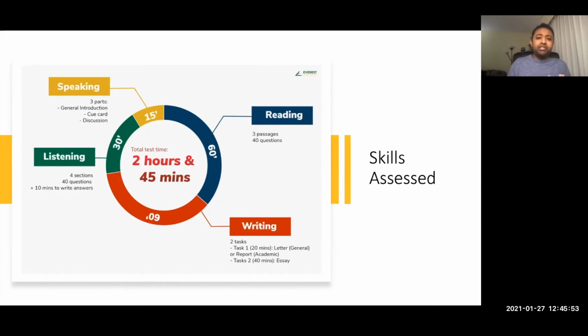The last component of the test is speaking. You have 3 parts: a general introduction, a cue card, and a discussion. Now, as I mentioned earlier, listening is the same test for both general training candidates and academic, and speaking is the same as well. The difference lies in reading and writing. There are different question papers that you get for reading and writing, because it assesses different things in the language.